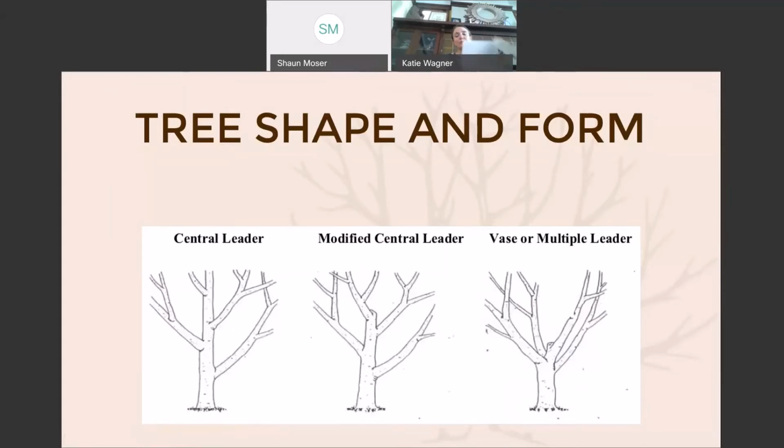With our apples and our pears and our cherries, we have to determine how far off the ground we want to start the first set of our main scaffolds. And part of this might be a management decision as well.